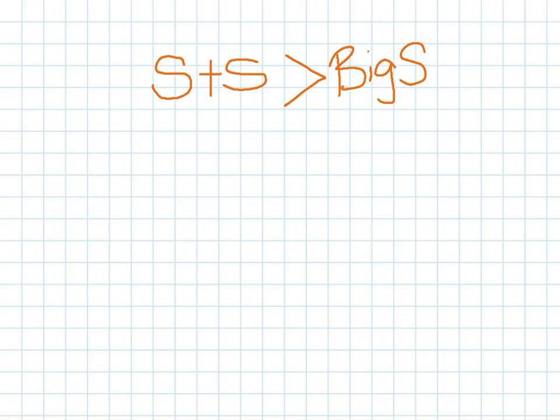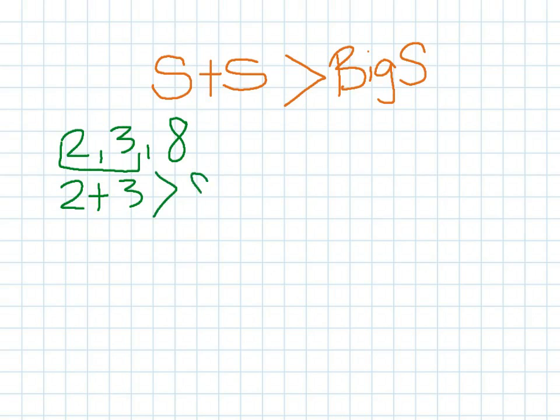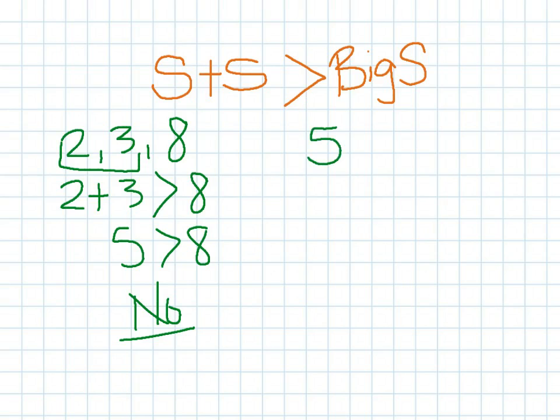So for example, the first one was 2, 3, and 8. If you add 2 plus 3, because those are the smaller sides, is it greater than 8? 5 is not greater than 8. So 2, 3, and 8 are not going to create a triangle. Same thing with the second example: 5 plus 3 has to be greater than 8, and that doesn't work either, because 8 is not greater than 8. It's equal to 8. Can't be equal. Not going to work.